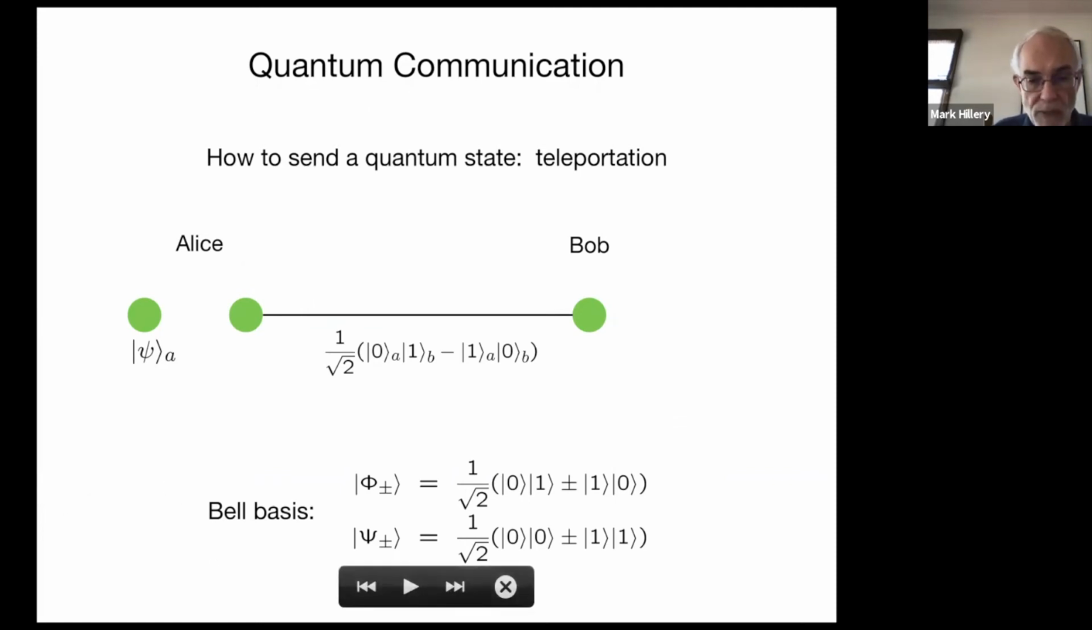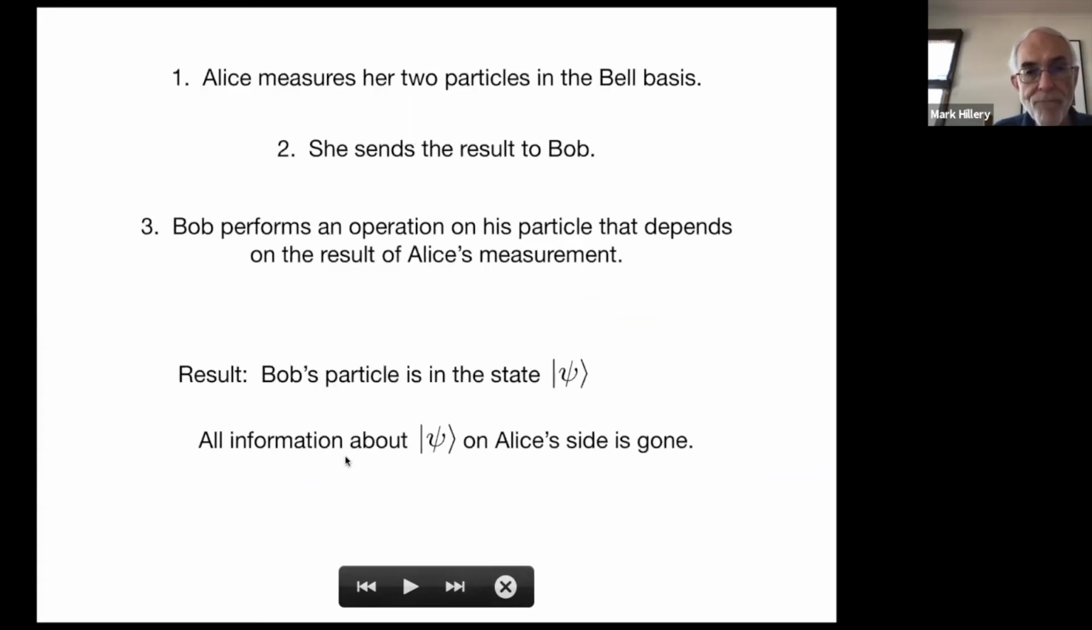And then Bob can perform some operations. So she measures 2 particles, she sends the result to Bob, and then Bob performs some operations on his particle that depend on the result of Alice's measurement. And after they're through with all of this, Bob's particle will be in the state psi.